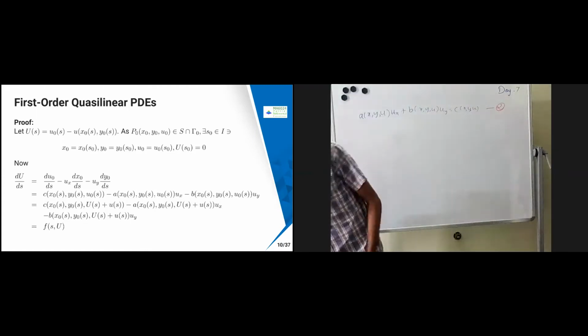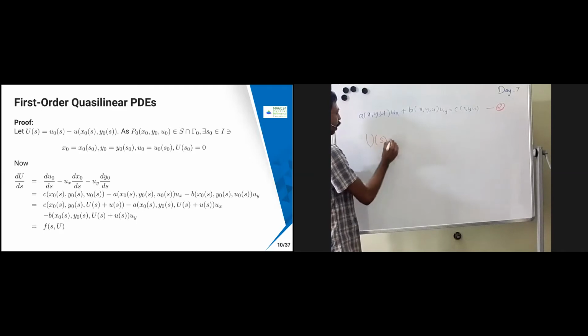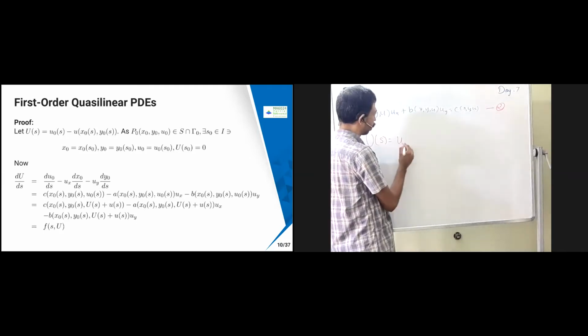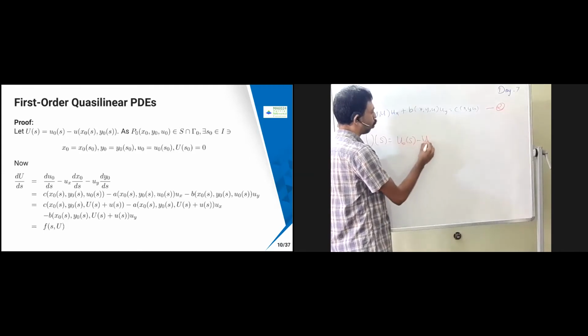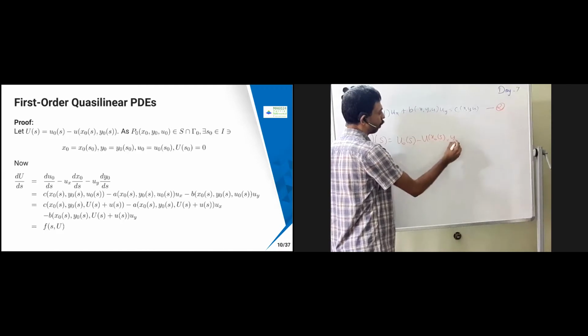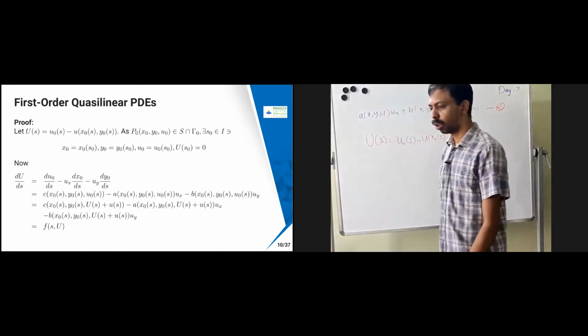So I'm just taking one function u of s. Okay, u of s is nothing but u naught of s minus u of x naught of s, comma y naught of s, where s belongs to the interval.